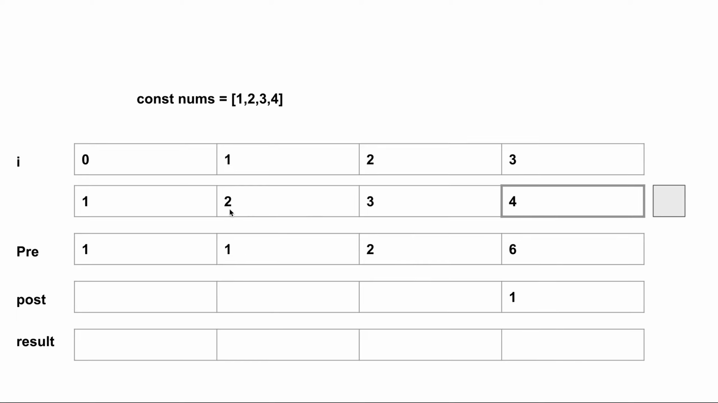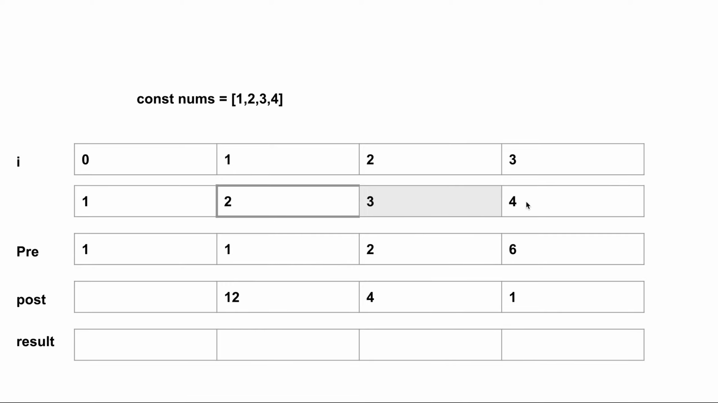Now we go backwards from the end of the list, right? Because there's nothing behind, or post, 4, we are going to just say, okay, post is going to be 1. And let's move to the left, right? Now it's going to be 4, because 4 multiplied by 1 is just going to be 4. So the product of everything that comes after 3 is simply 4. The product of everything that comes after 2 is going to be 12.